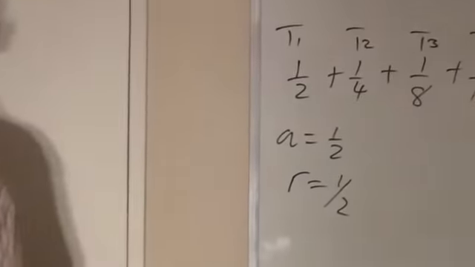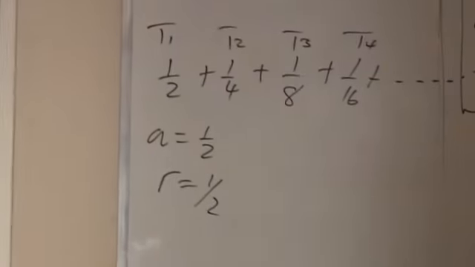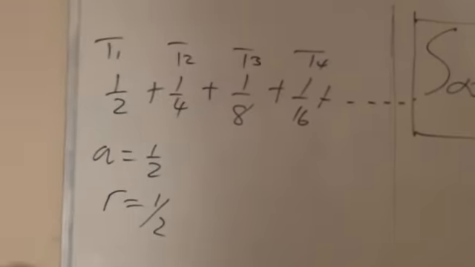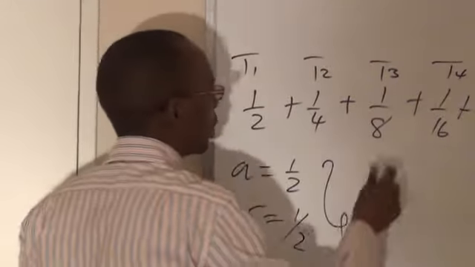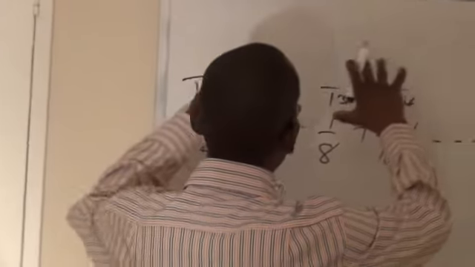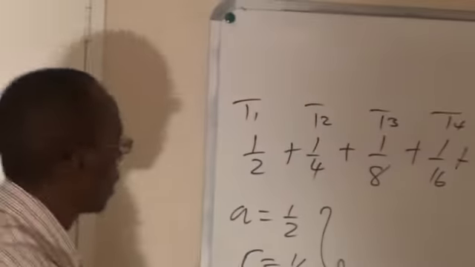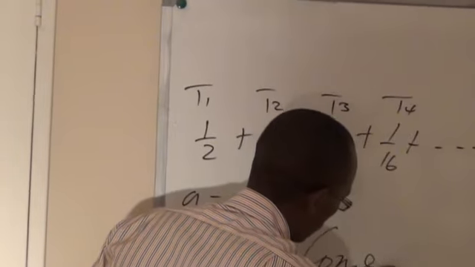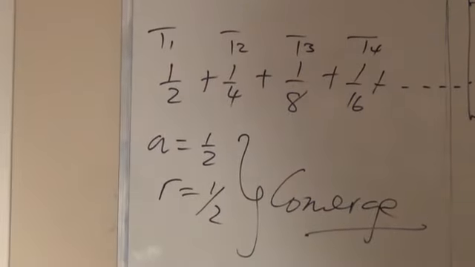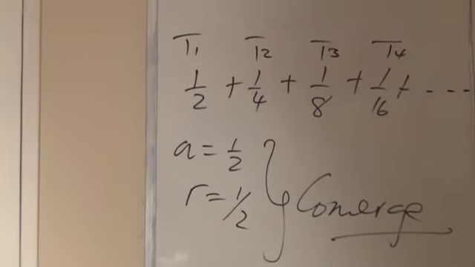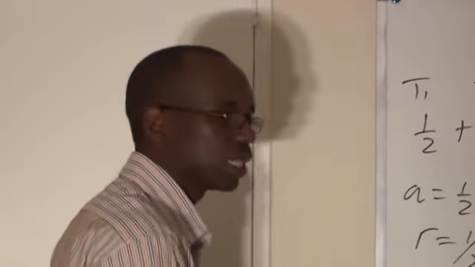It's a simple fraction. It's a number between -1 and 1. Therefore, we will agree immediately that this series should actually converge, because r is a number sitting between -1 and 1. It's a simple fraction. If that is the case, then let's now try to find the sum to infinity.